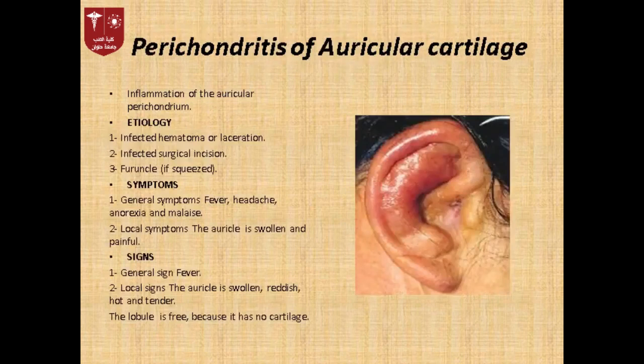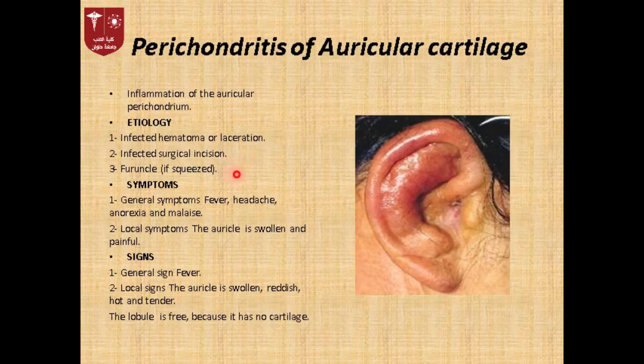Perichondritis of auricular cartilage is the inflammation of the perichondrium of the auricle. What are the causes of perichondritis? It can be caused by an infected hematoma or laceration caused by a trauma to the auricle, or an infected surgical incision, or a furuncle if we squeeze it.